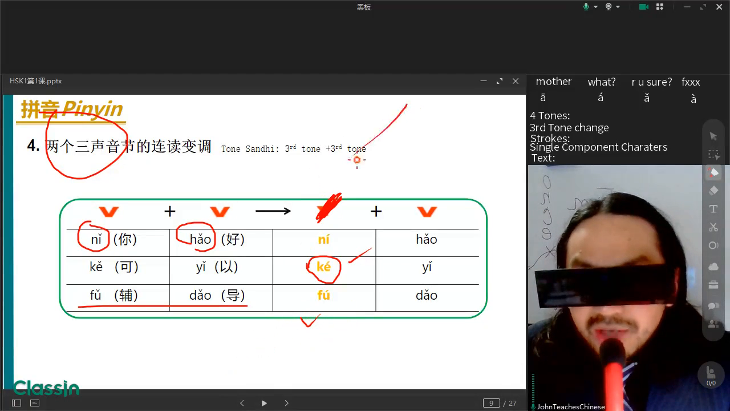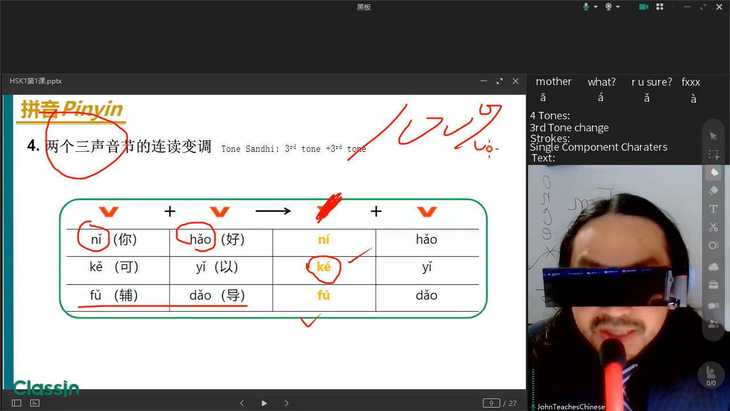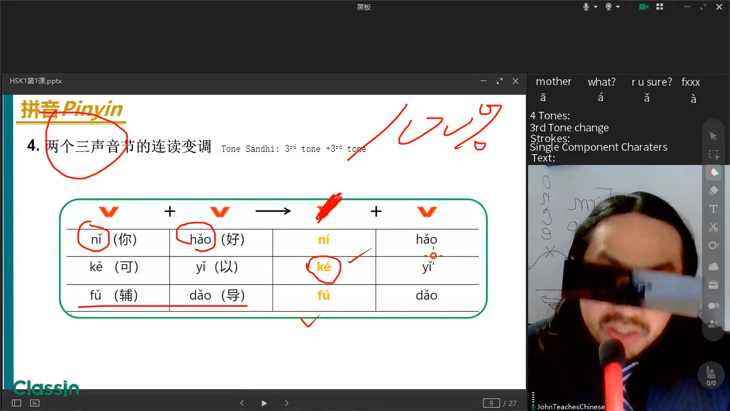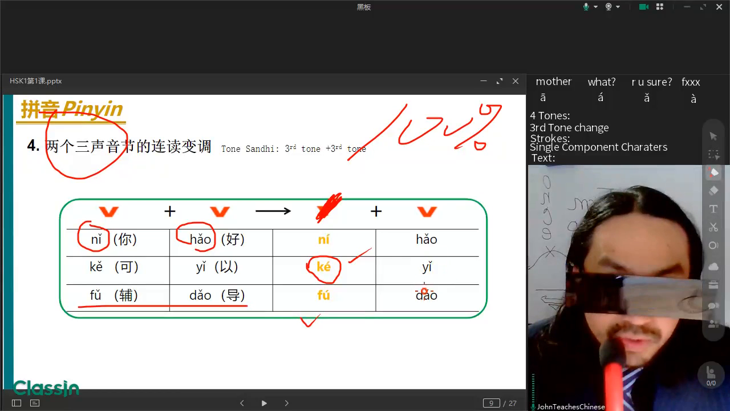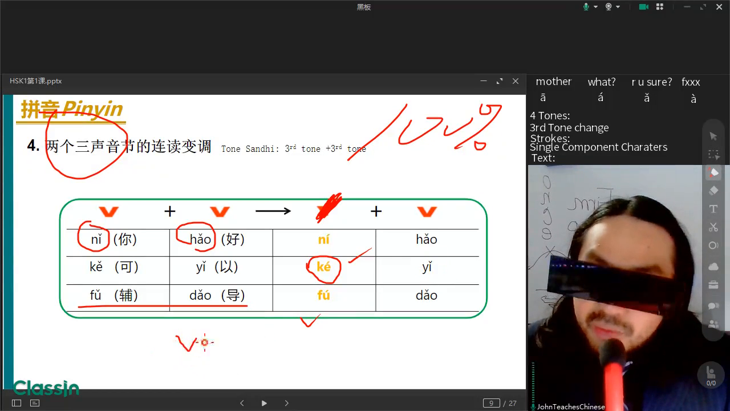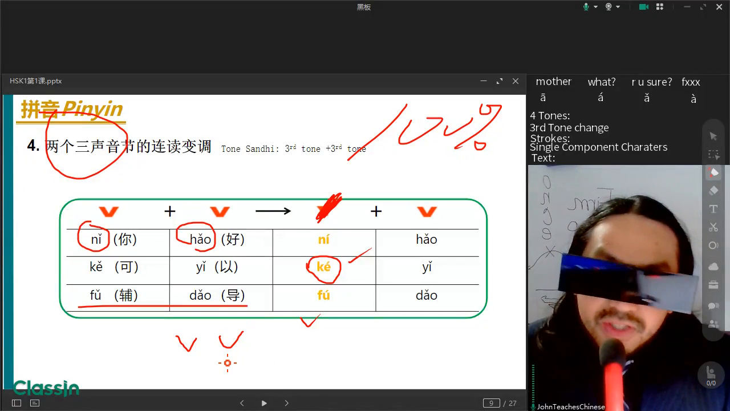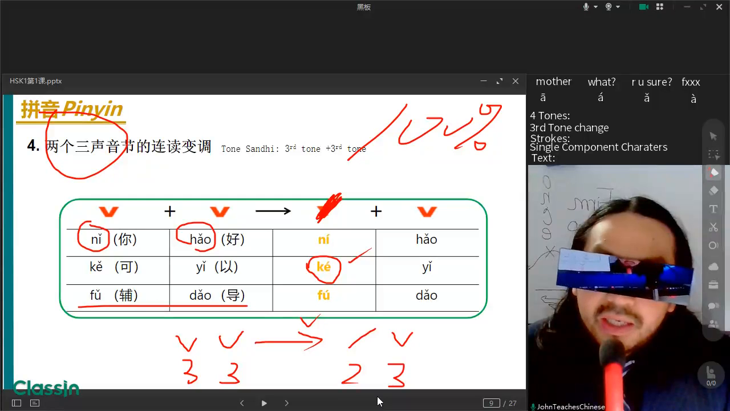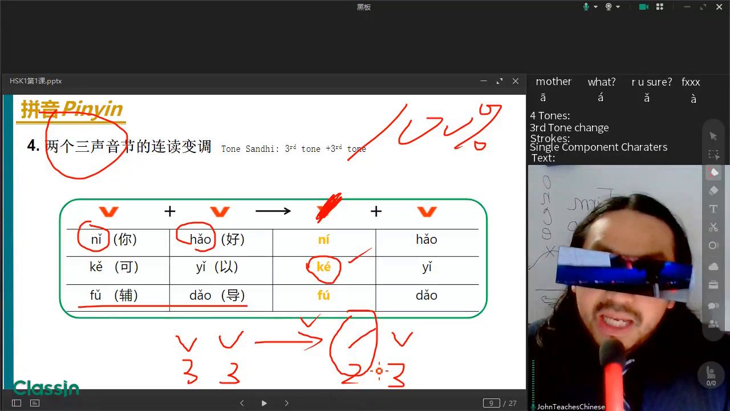It is 100% sure you will have a question regarding this issue in your exam. Just remember, when you see two third tones, you have to change the first one into second tone. You change 3-3 to 2-3. Change the first one.